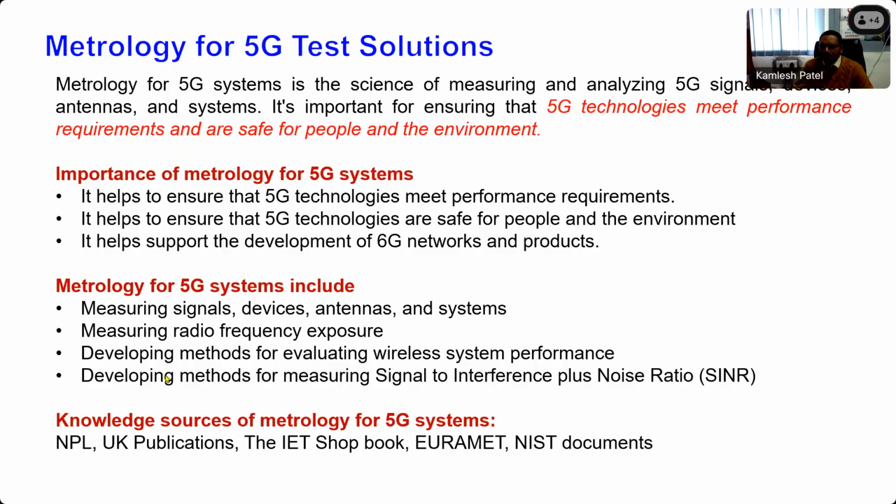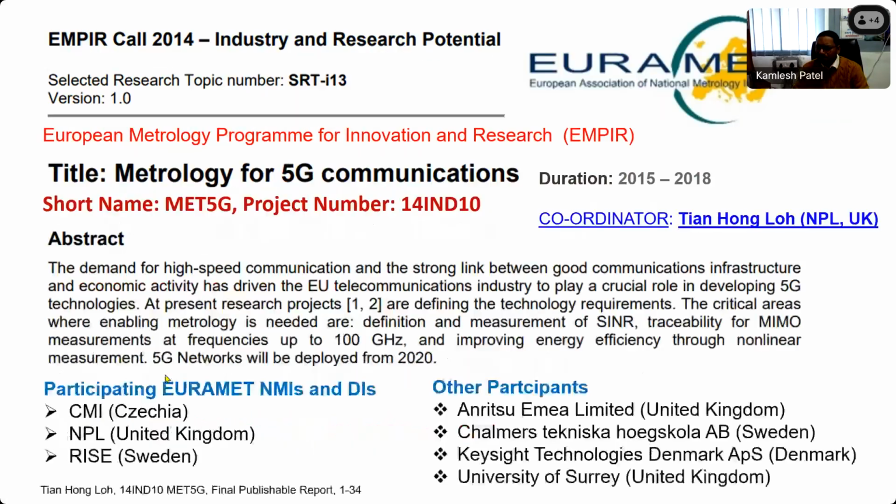We need to develop methods to evaluate wireless system performance, and that's why a new parameter is introduced, known as the signal to interference plus noise ratio. Most of the NMIs, including NPL UK and some European countries' NMIs, as well as NIST, concluded that we must be able to measure the SINR, and we should be able to establish the traceability of this parameter with known parameters.